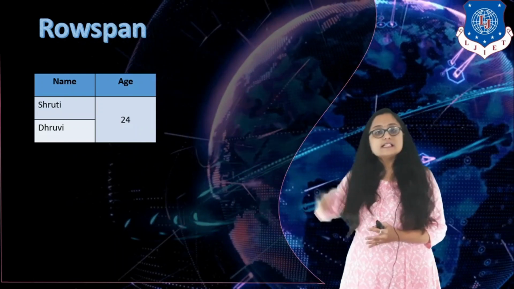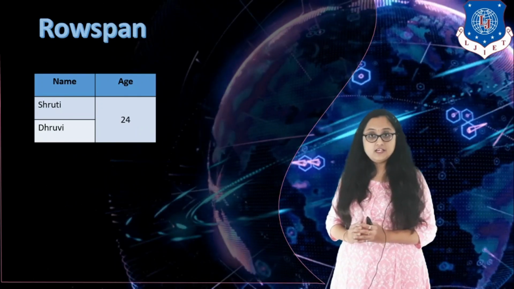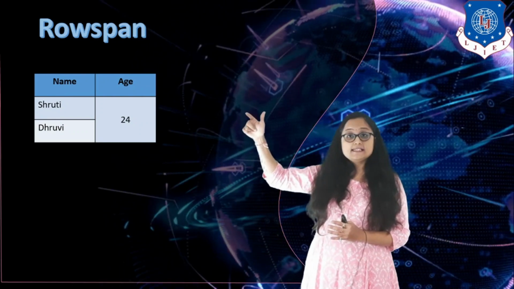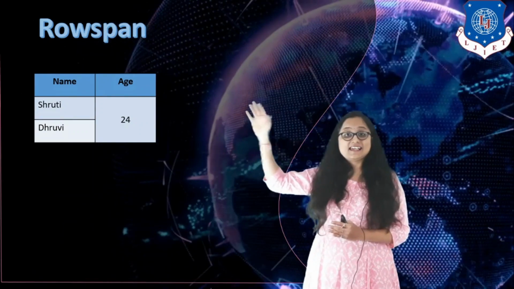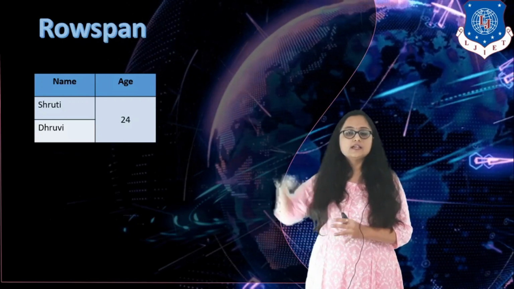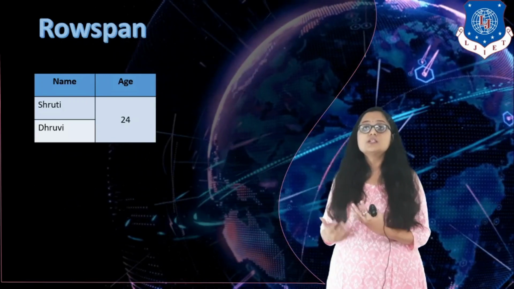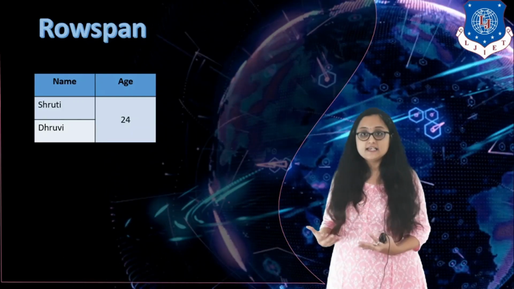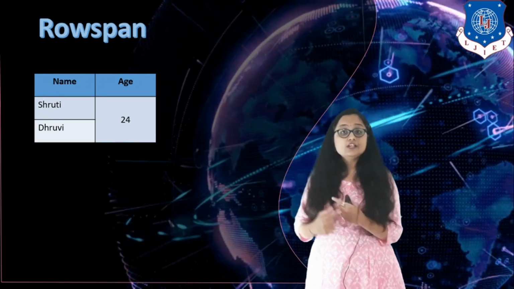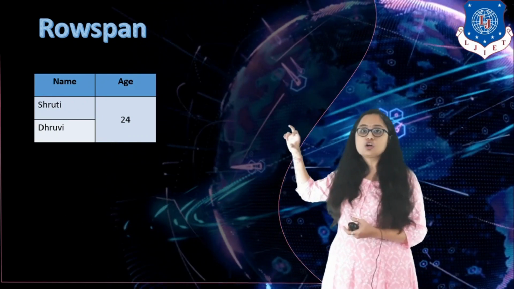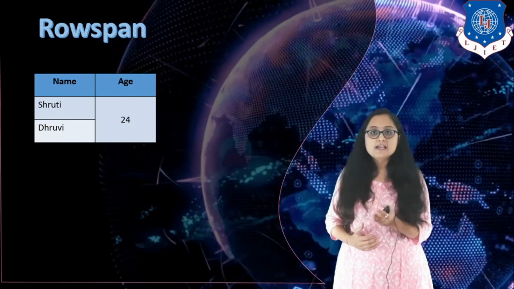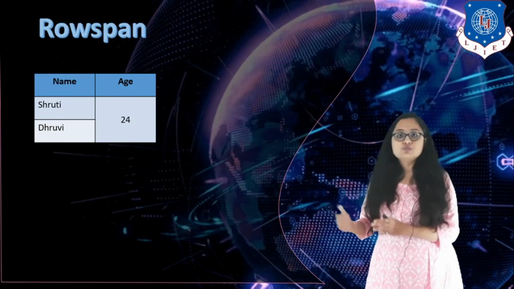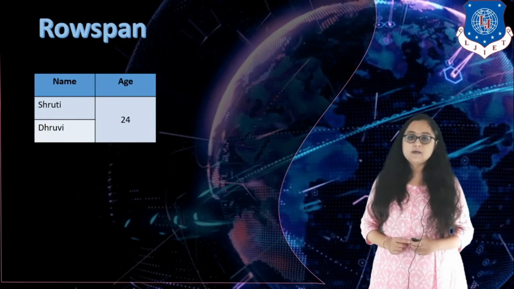Right. So if you come to the second row, you can see that the second cell, or the second column, is a bit complex. It is not visibly a normal table. Why is it so? Because you have combined Shruti and Dhruvi's rows and made this one cell. That is known as rowspan. When you combine two rows into one column, that is known as rowspan. When you combine two columns into one row, that is known as a column span.